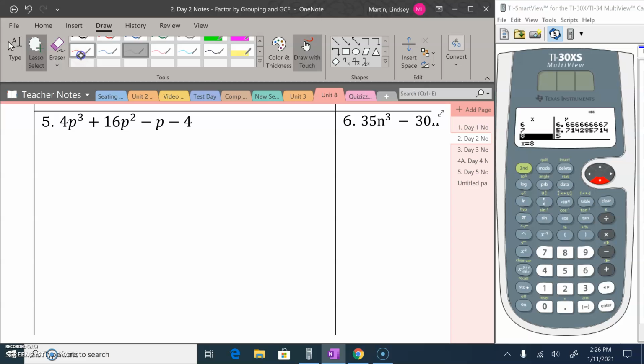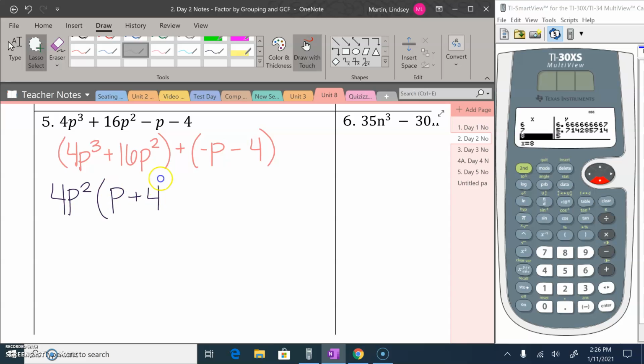Once we've grouped them together, it should be 4p cubed plus 16p squared plus negative p minus 4. Again, make sure that you have kept that plus sign in the center. Now we're going to find the GCF. The GCF for my first group is going to be 4p squared. That leaves me with p plus 4. And the GCF for my second group is negative 1, leaving me with p plus 4.